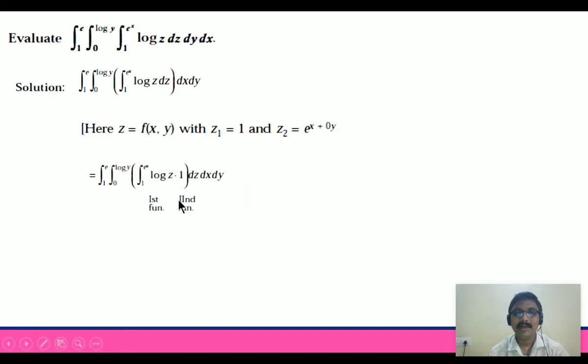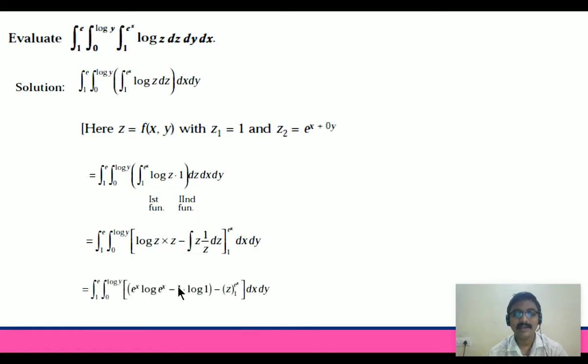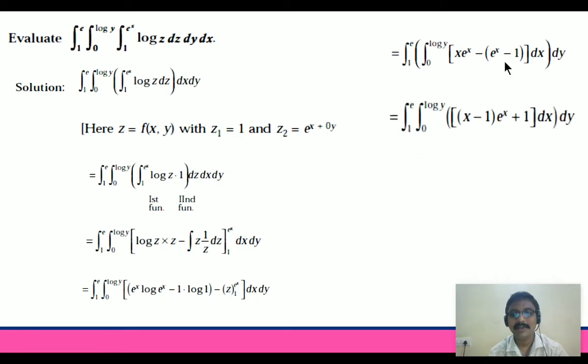Now the integrand can be obtained by using integration by parts. That is, first function is here log z and another function is here 1. So taking the integration by parts, integral u dv is uv minus integral v du. So integration by parts and then substituting upper limit as e power x and lower limit as 1. In place of z, we have to substitute. Now clearly the triple integration sum now becomes double integration. We have to solve this double integration.